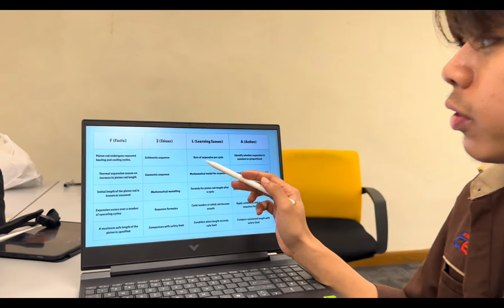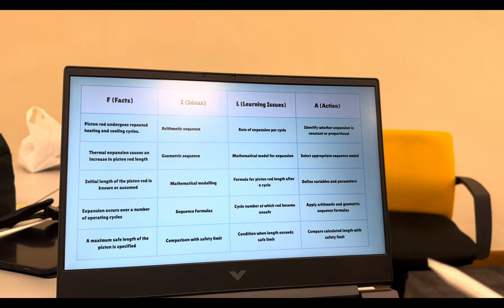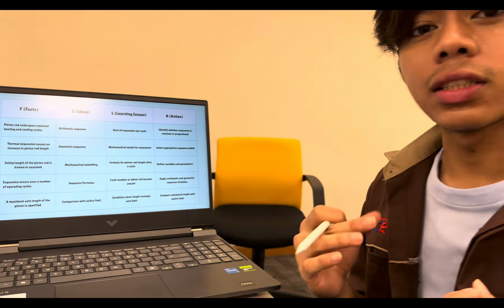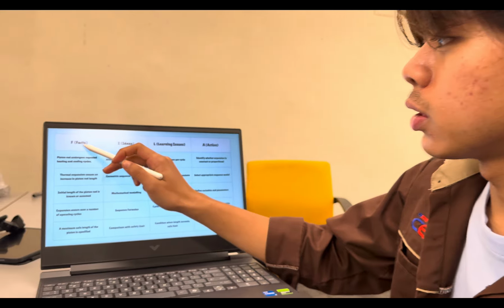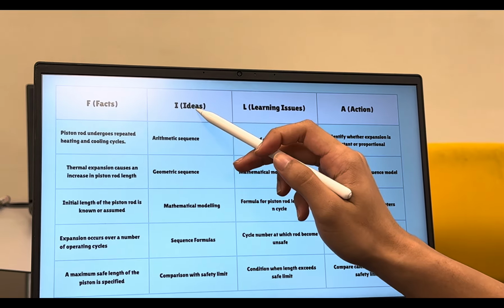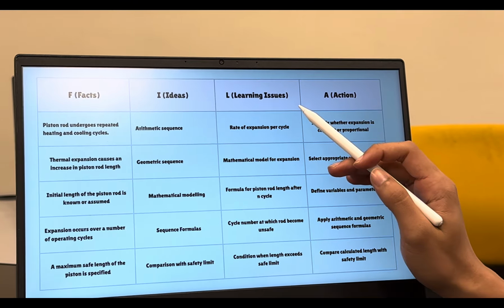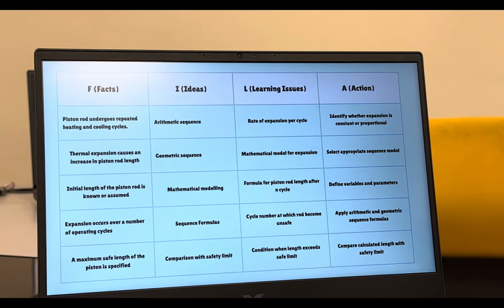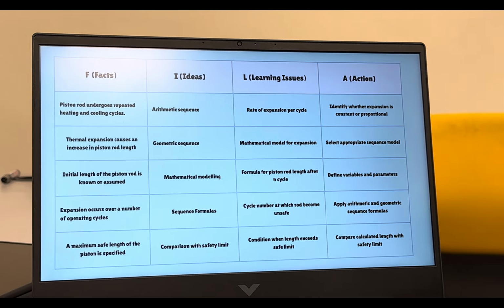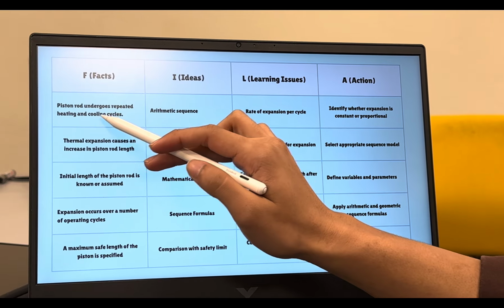So we are using the PBL table to make our discussion easier, where F stands for facts, I stands for ideas, L stands for learning issues, and A stands for action. So the first fact is the piston rod undergoes repeated heating and cooling cycles.